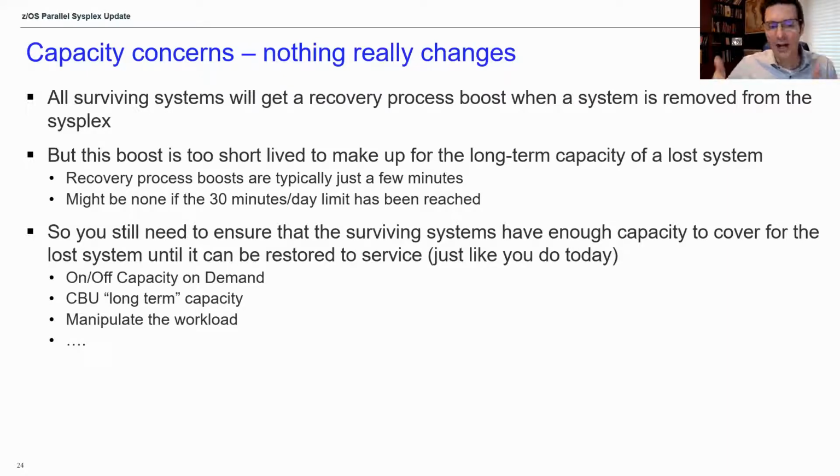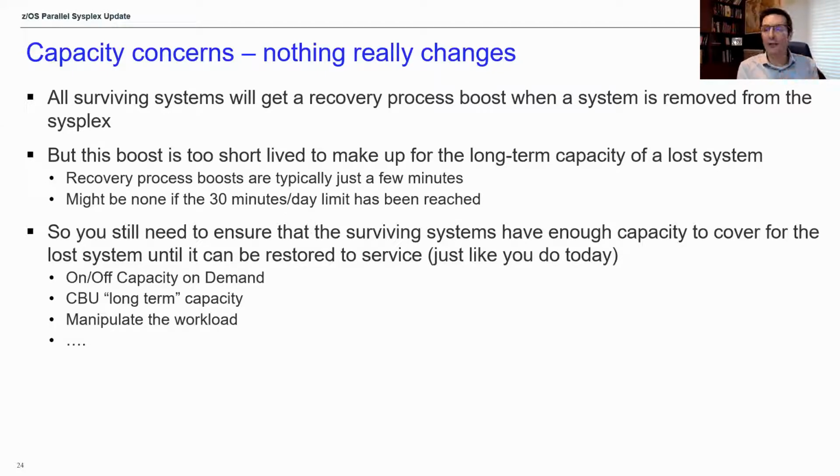But remember, recovery boosts are very short-lived. They're only 5 minutes or less. And so you're going to be recovering. You're going to make those Sysplex recovery actions faster. And of course, if you've already exhausted your 30 minutes for the day, you might not even be getting any boost in this period. So this is saying that you still need to do your capacity planning when you have determined to plan for the idea that you could have an outage on one of the systems on the Sysplex. So if I have 3 systems in my Sysplex and I lose one, I now only have 2/3 of the processing power I had before.